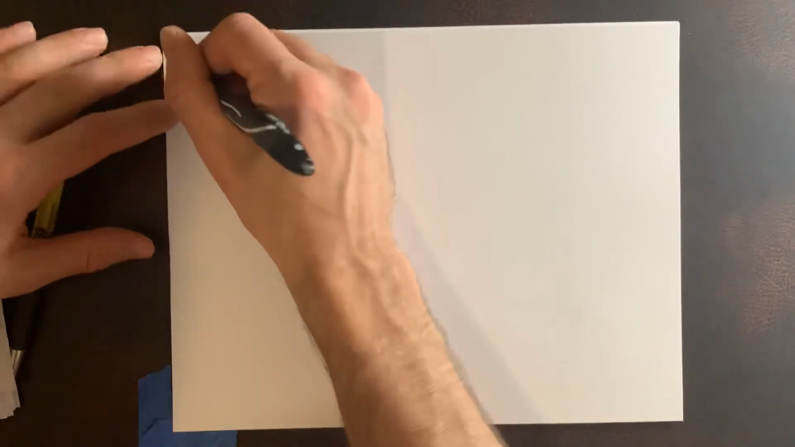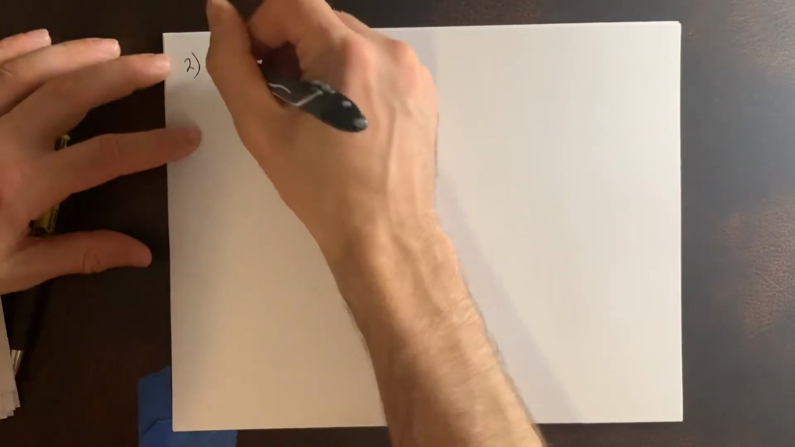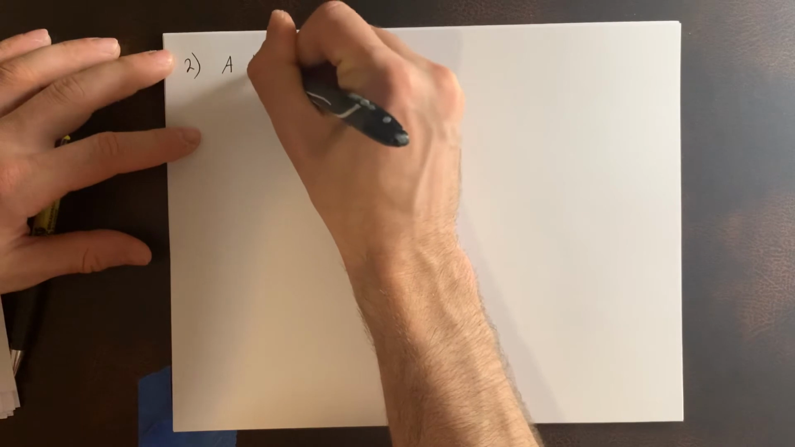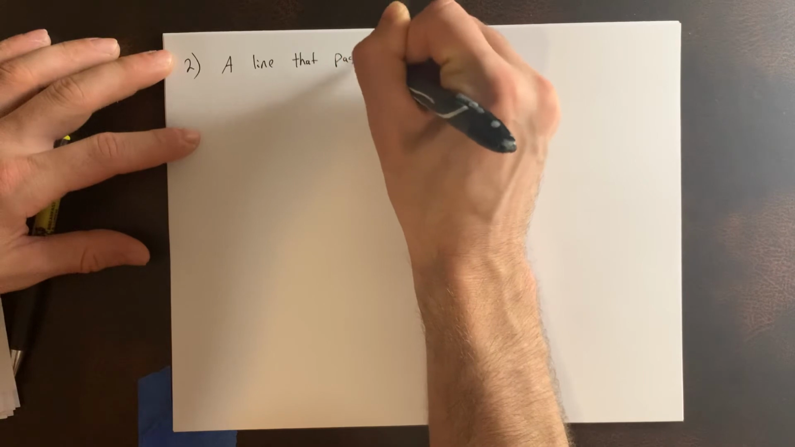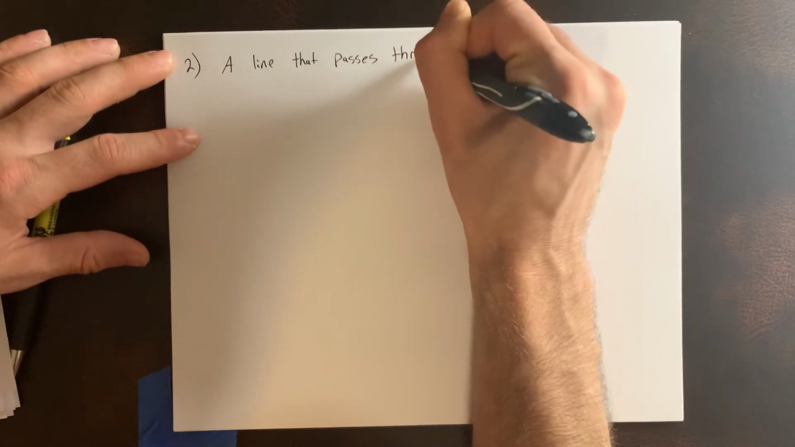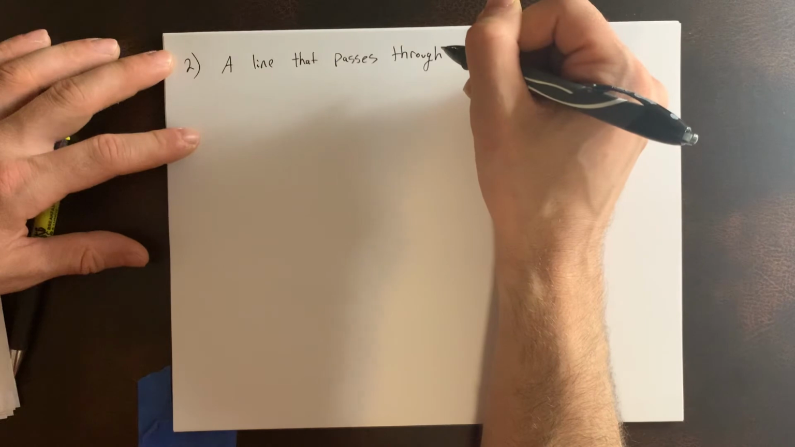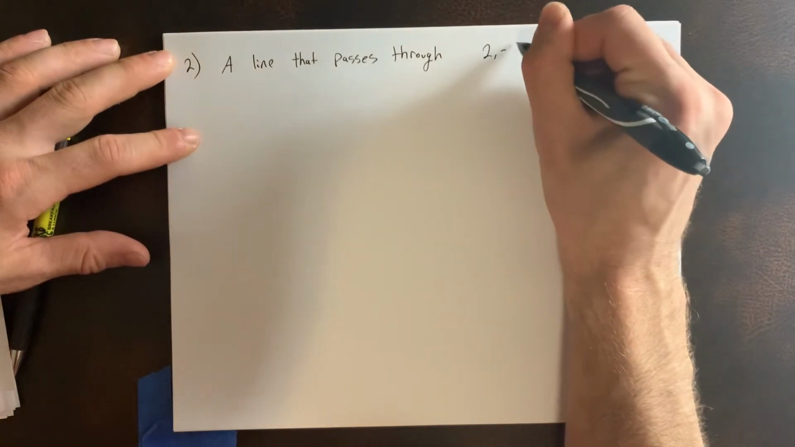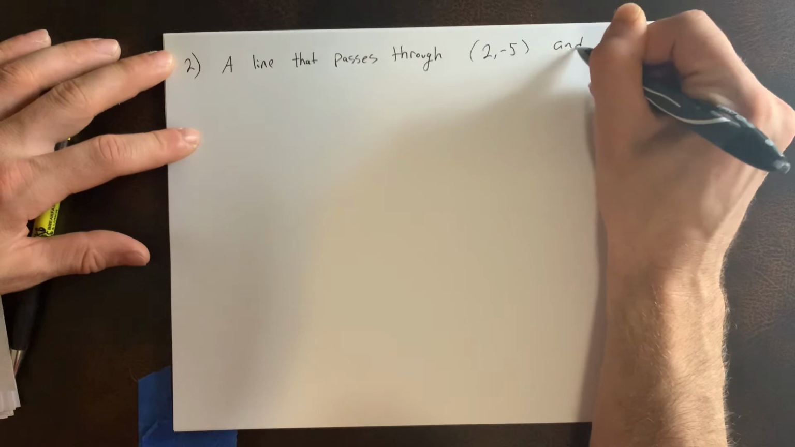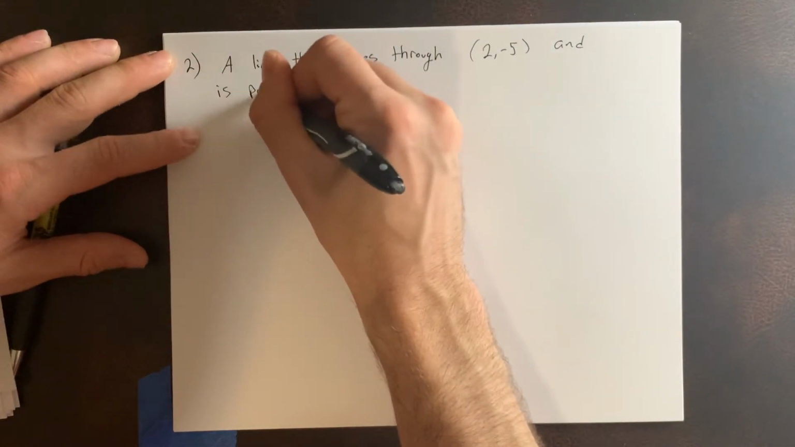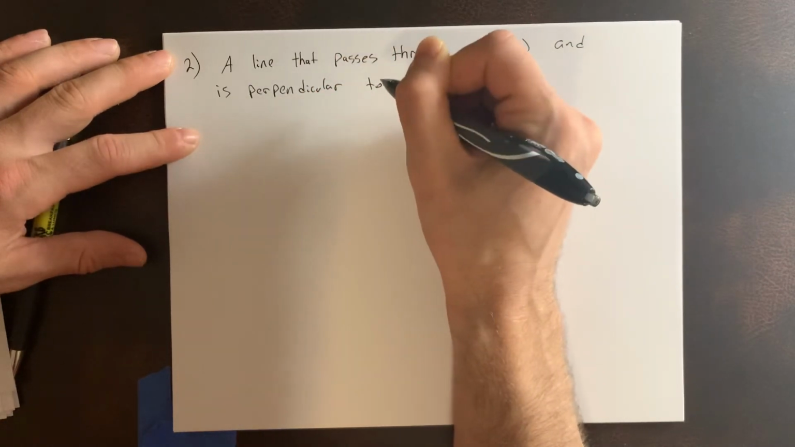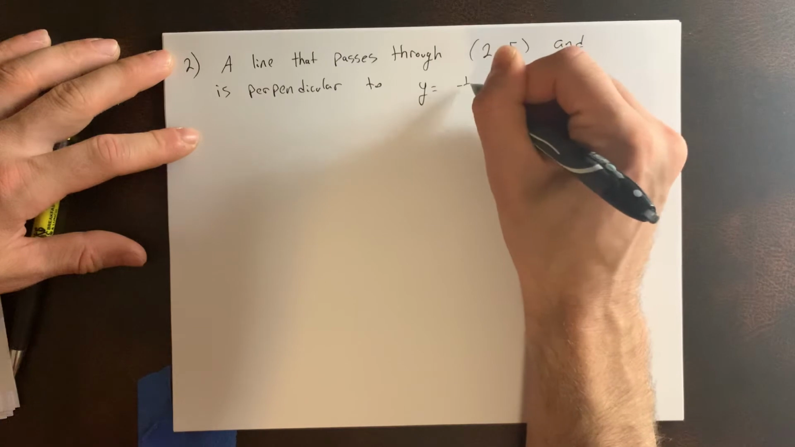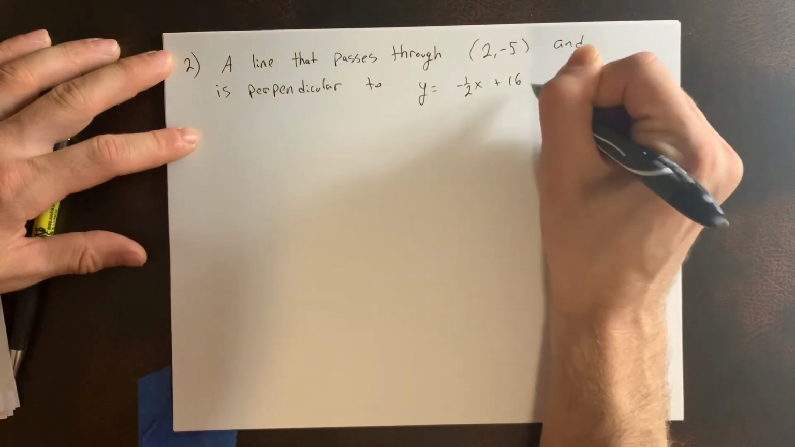Okay, let's do the next example. So now what we want to do is find the equation of a line that passes through the point (2, -5) and is perpendicular to y is equal to -1/2 x plus 16.